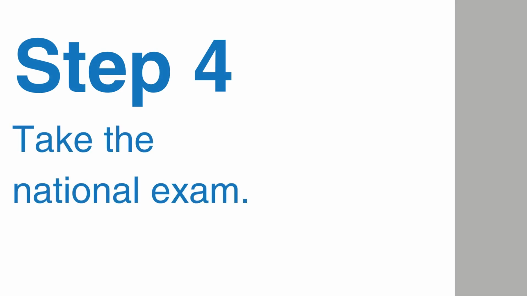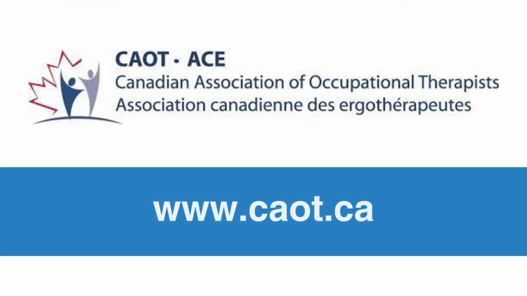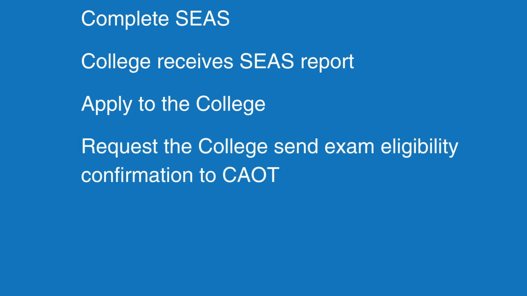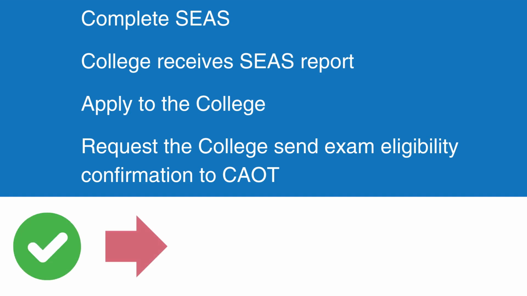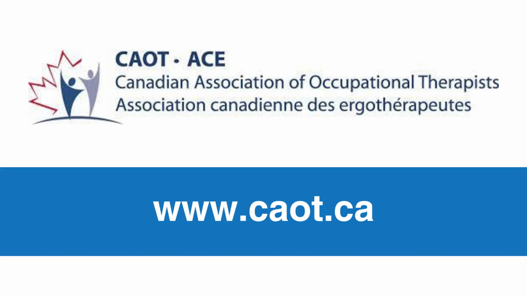Step 4 is taking the National Occupational Therapy Certification Examination. All applicants are required to pass the exam. CAOT holds this exam twice a year, once in July and once in November. You have a maximum of 3 attempts to pass the exam. Before you apply to write the exam, you need to complete your assessment through SEAS and apply to the college. When you apply to the college, request that the college send confirmation of your eligibility to write the exam to CAOT. Visit CAOT for information about the exam, including exam resources, fees, and exam policies.